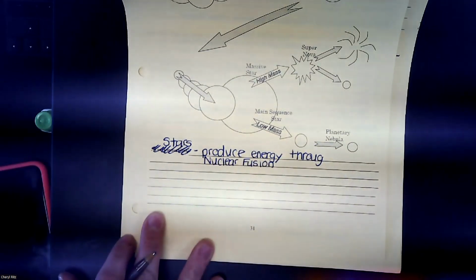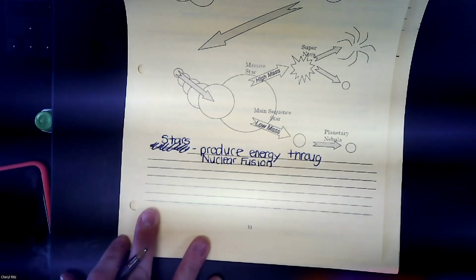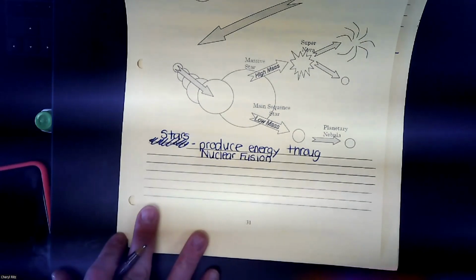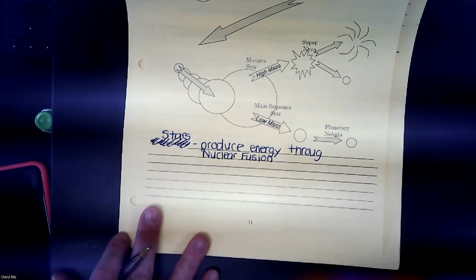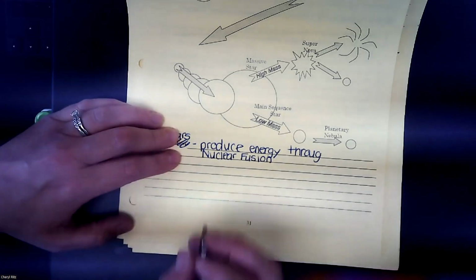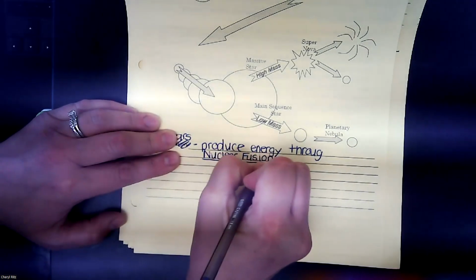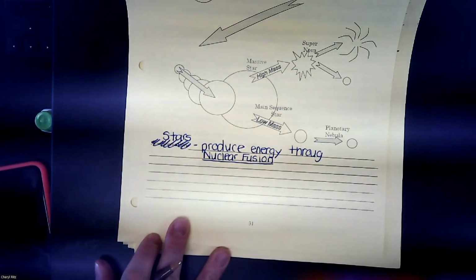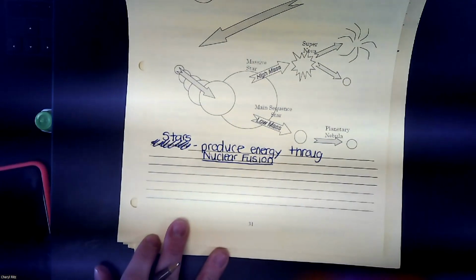So where does the star or the sun get its energy from? The energy that we can feel its heat and see its light. It's through what's called nuclear fusion. So nuclear fusion is a word you need to know. It's how the sun gets its energy.